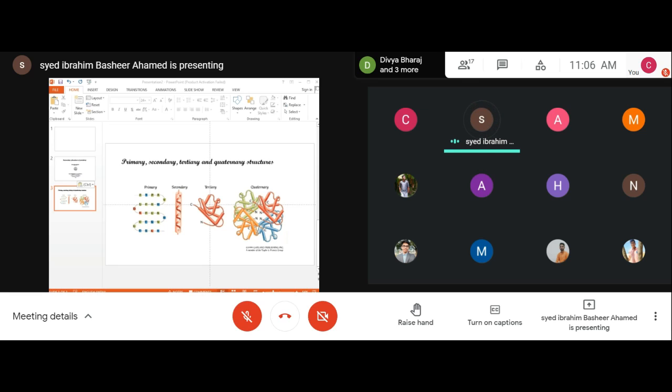All right. So now we are somewhat clear about the primary structure.